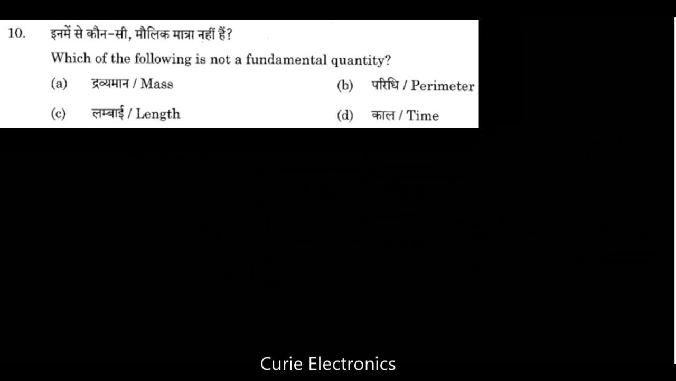Which of the following is not a fundamental quantity? All of you know which are the fundamental quantities. Mass, length and time are the fundamental quantities. So this parameter is the derived quantity.